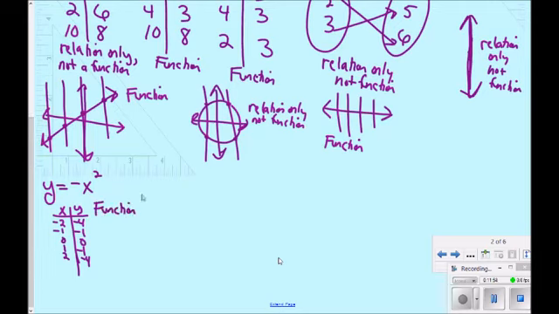Okay, if we looked at the graph, I'm just going to quickly draw a sketch here. This would be an upside down parabola, and that passes the vertical line test. Therefore it is a function.